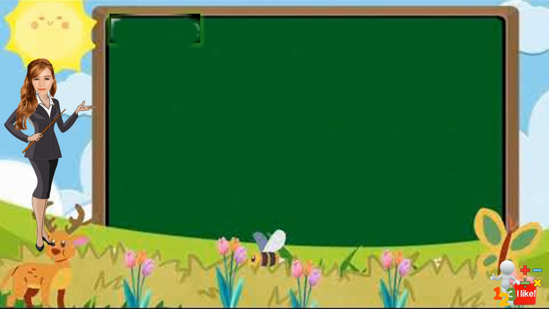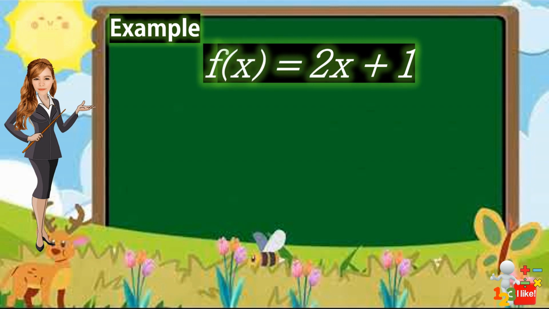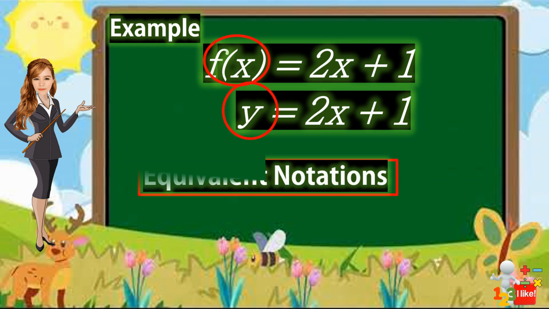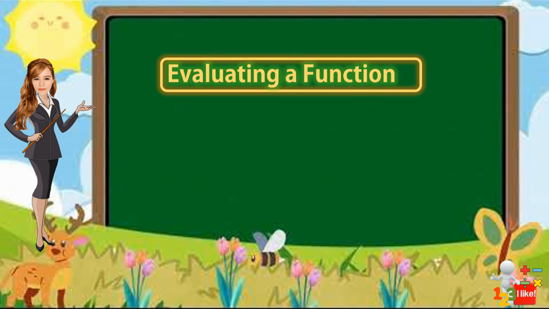Let us consider this example. f of x is equal to 2x plus 1. You read it as, again, f of x is equal to 2x plus 1. Now, you can rewrite it as y is equal to 2x plus 1. Notice that f of x and y, when it comes to function notation, are the same. We call this an equivalent function.